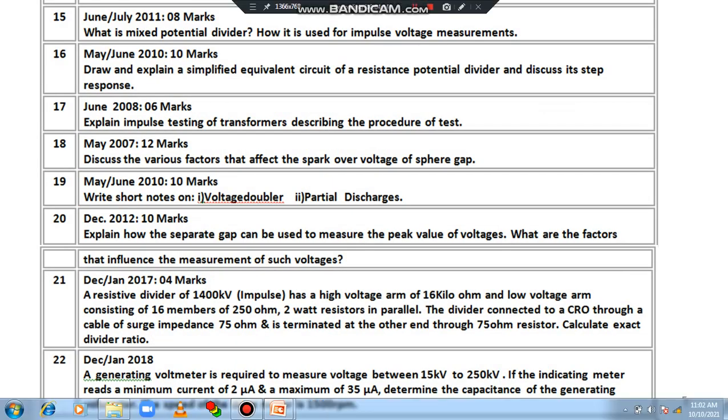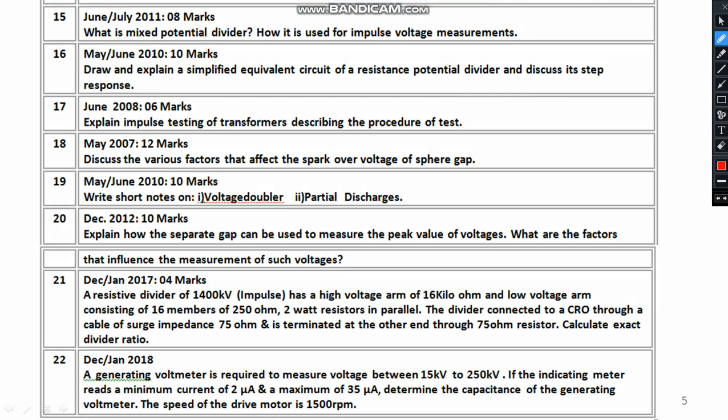Next you have to explain the mixed potential divider. The thing is, all questions are repeated. Then another thing is you have to mention the resistive type potential divider and explain the impulse testing of transformer. Then, what are the various factors affecting spark over voltage of the sphere gap, like air density correction factor, temperature, humidity, etc. Then write a brief note on the voltage doubler circuit and partial discharge.